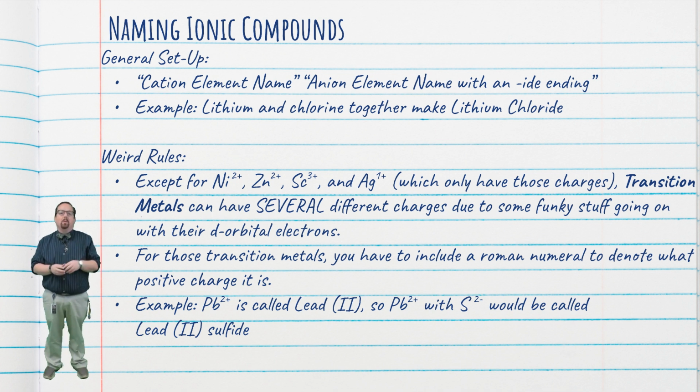There's only one weird rule for naming ionic compounds. For any element that can form multiple ionic charges, we have to specify which charge it has in its name. To do this, you simply use Roman numerals. So, all compounds with a transition metal, except for nickel, zinc, scandium, or silver, will have a Roman numeral in its compound name. For example, if a compound is made up of lead 2+ and a 2- sulfide ion, we wouldn't just call it lead sulfide, but we'd call it lead(II) sulfide. That II just tells us that the lead has a 2+ charge.